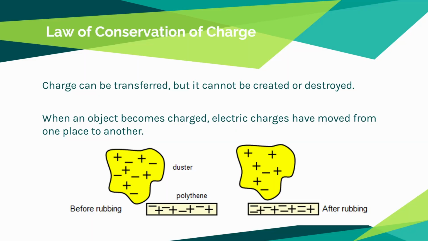The law of conservation of charge. Charge can be transferred, but it cannot be created or destroyed. When an object becomes charged, that charge came from somewhere else. So in any charging process, electrons are moving from one place to another, rather than being made out of nothing. And this should make sense, since these charges are likely going to be the electrons.